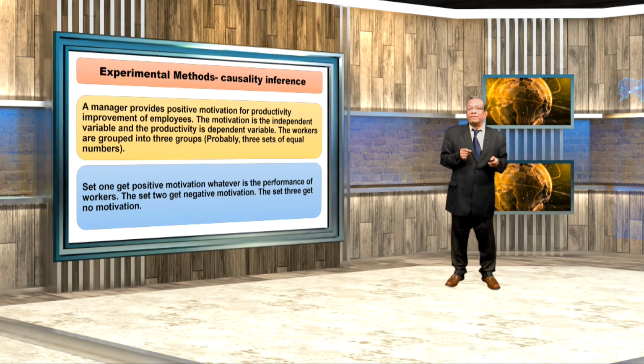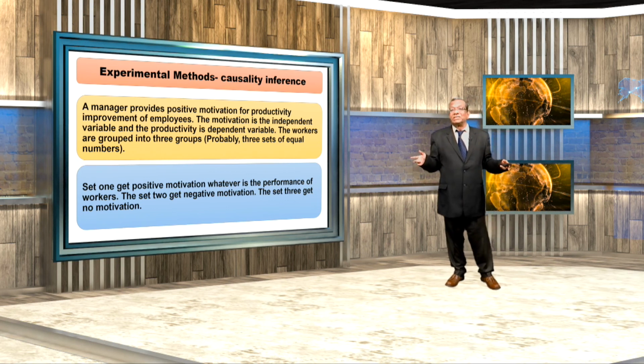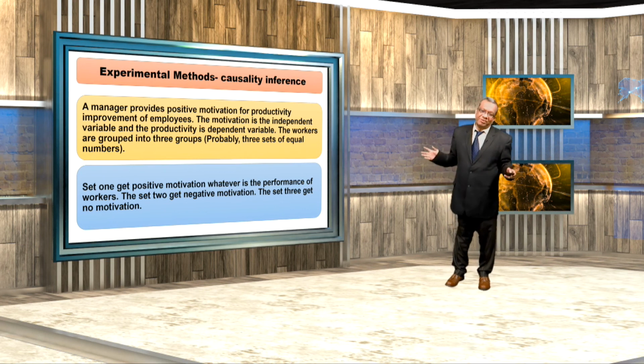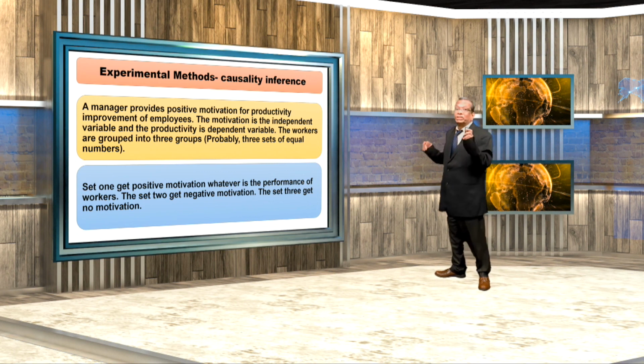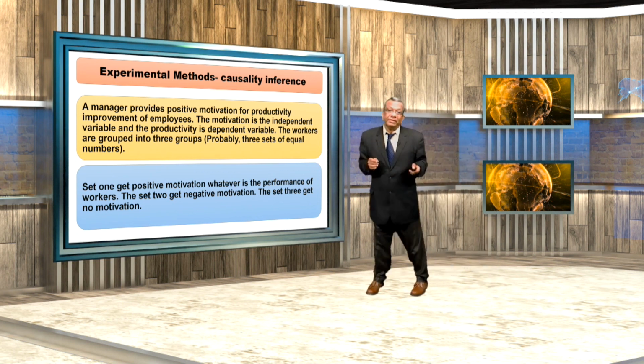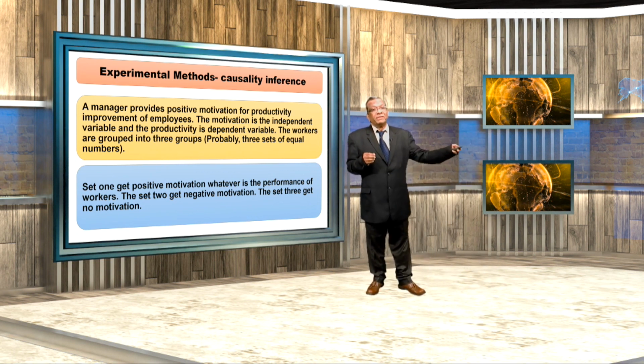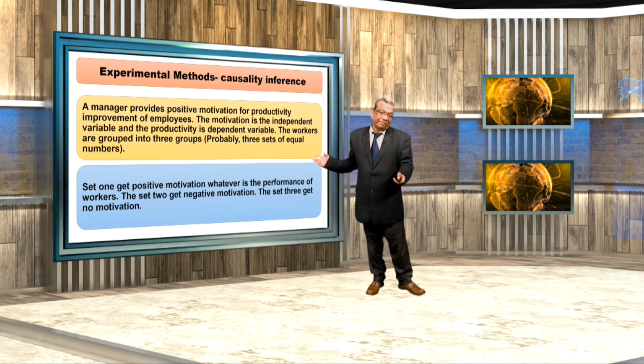Set 2 gets negative motivation. Whatever the workers do, she will be telling them, no, you are absolutely not up to the mark, you have to rush through things. The third set gets no motivation. The manager just looks at them blankly and says, go ahead. So there are three sets of people. If motivation is a very important variable, the performance may differ between all the three.